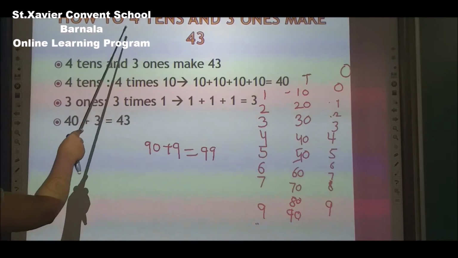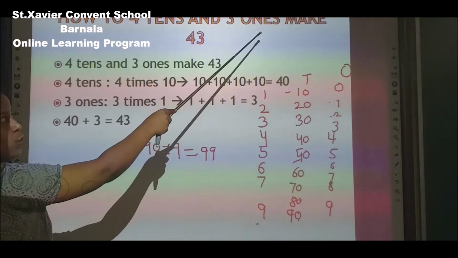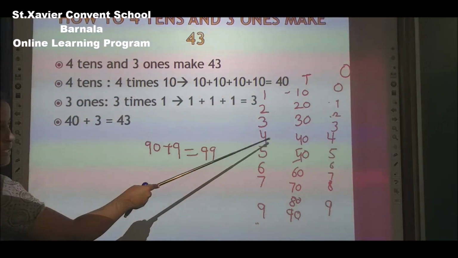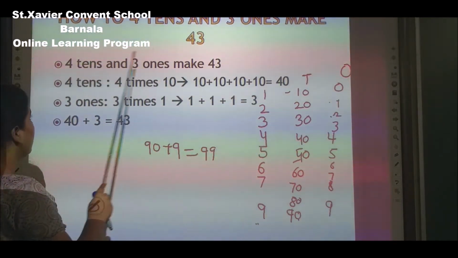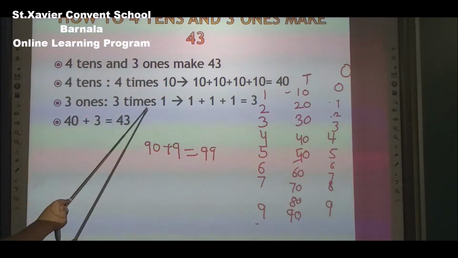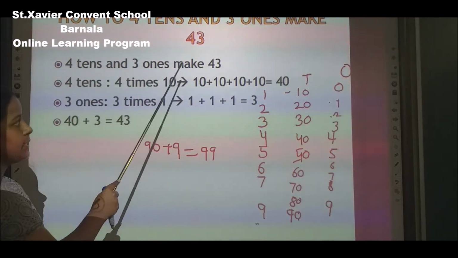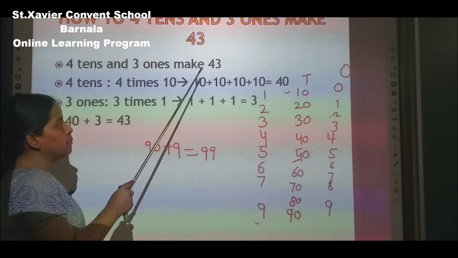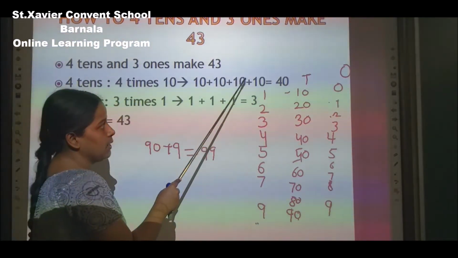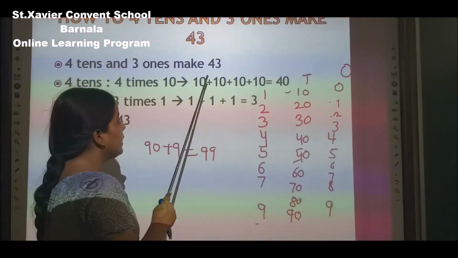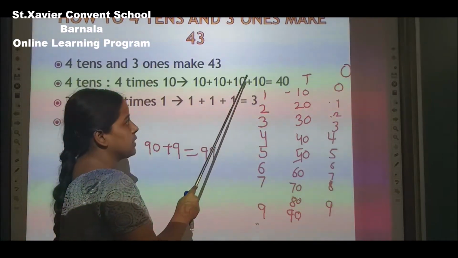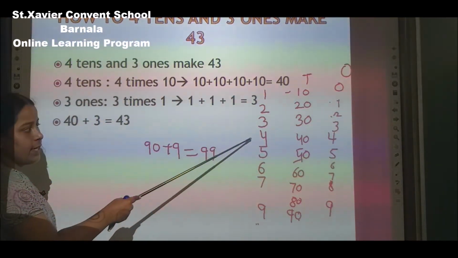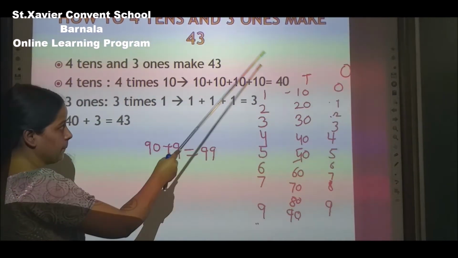First, how do 4 tens and 3 ones make 43? As we know that 4 tens is equal to 40. 4 tens means 4 times 10. Add tens with each other 4 times. 10 plus 10 plus 10 plus 10 is equal to 40. We can say that 4 tens is equal to 40.